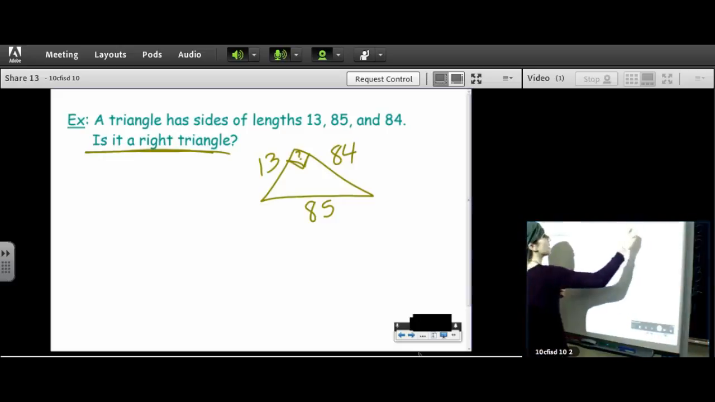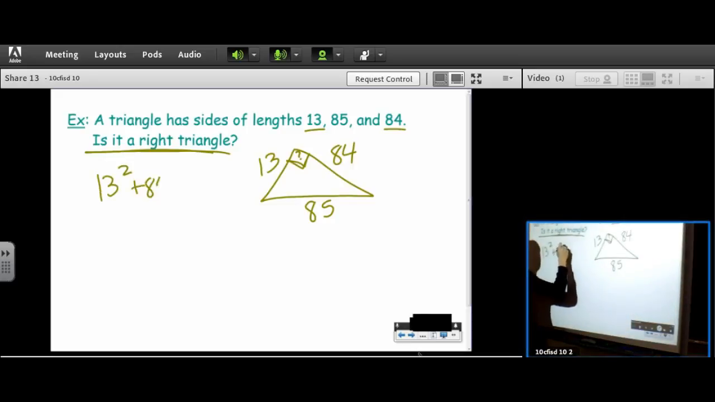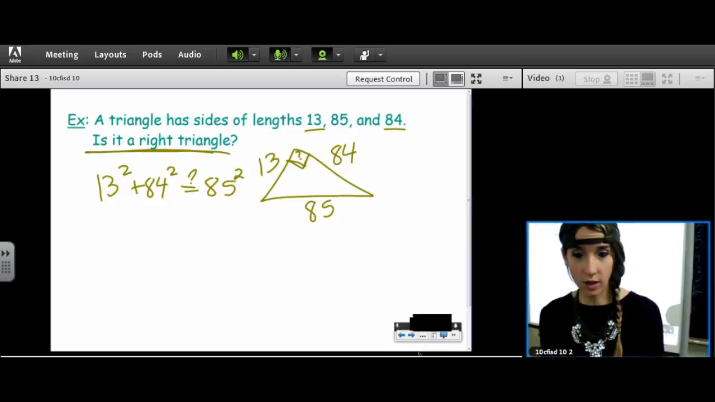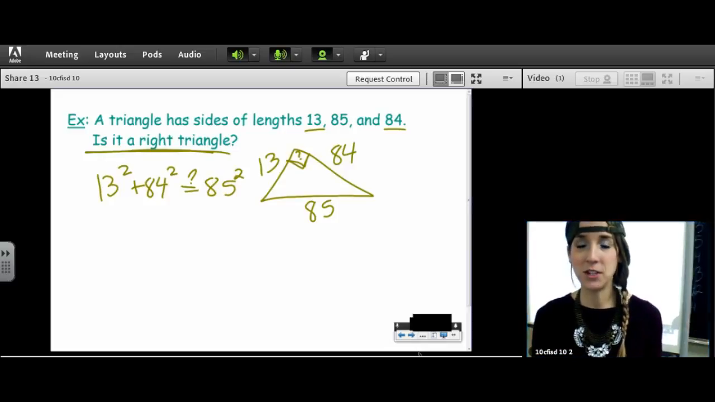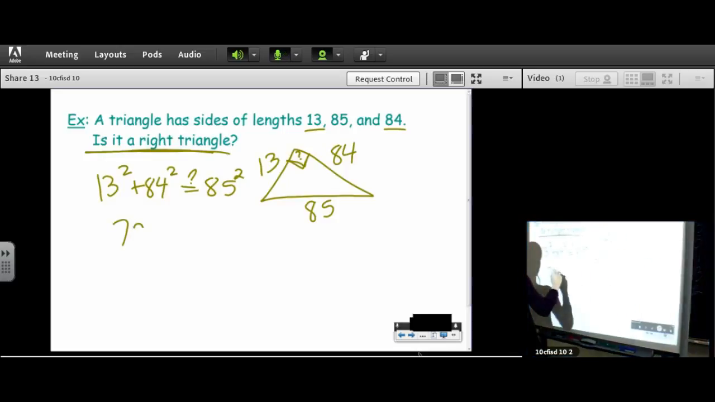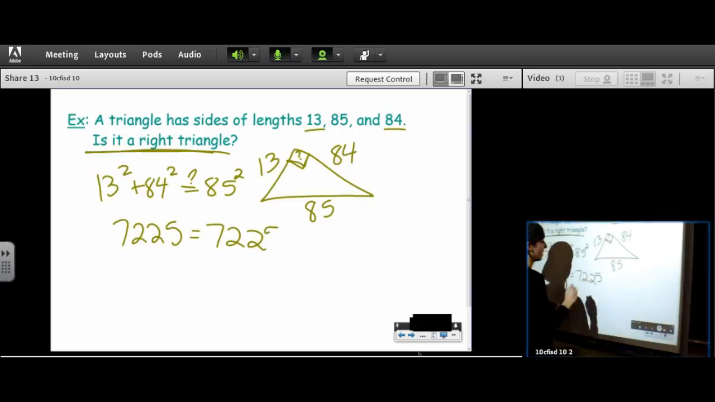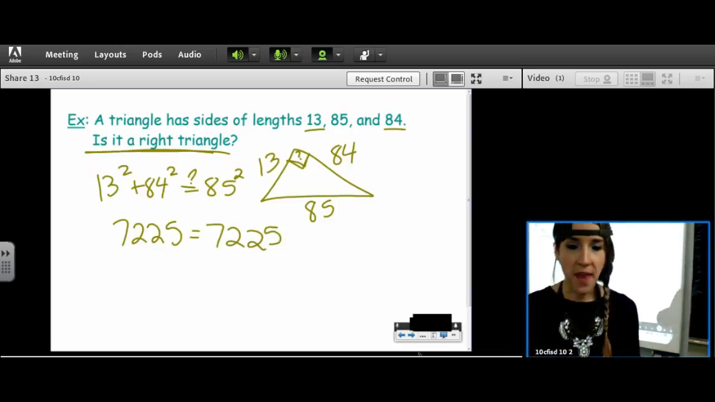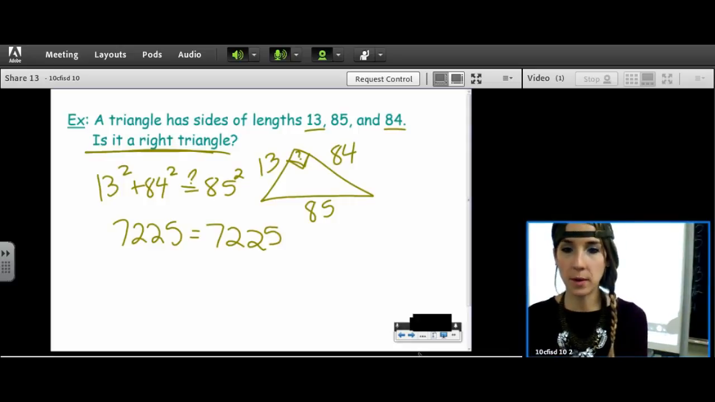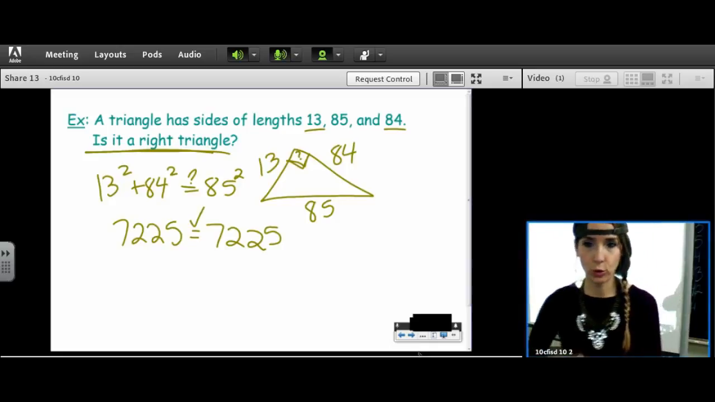So, put these numbers, here's your A and your B. I don't know yet. If A squared plus B squared equals C squared, then it is a right triangle. If they don't equal, then it's not a right triangle. What did you get? 13 squared plus 84 squared is 7,225, and 85 squared. Oh my goodness. This is a really high number Pythagorean triple. It is a Pythagorean triple. It's whole numbers that fit the Pythagorean theorem. Anyway, what we care about was that was a true statement.